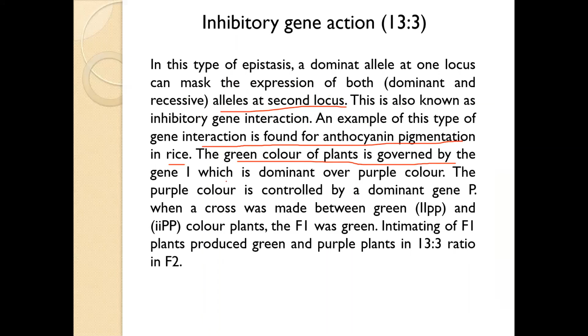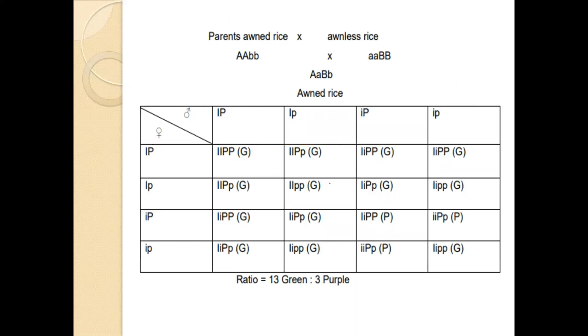An example of this type of gene interaction is found for anthocyanin pigmentation in rice. The green color of the plant is governed by the gene I, which is dominant over purple color. The purple color is controlled by dominant gene P. When a cross is made between capital I, small p, and small i, capital P, the color of plants in the F1 generation was green. Selfing of the F1 plant produced green and purple plants in a 13:3 ratio in F2. So this is the ratio. Please go through this checkerboard and explain this ratio to me in our interactive classes.